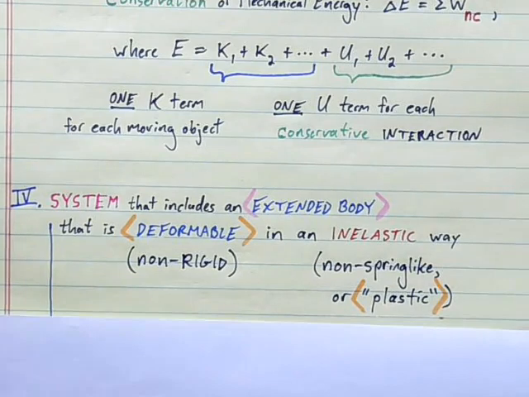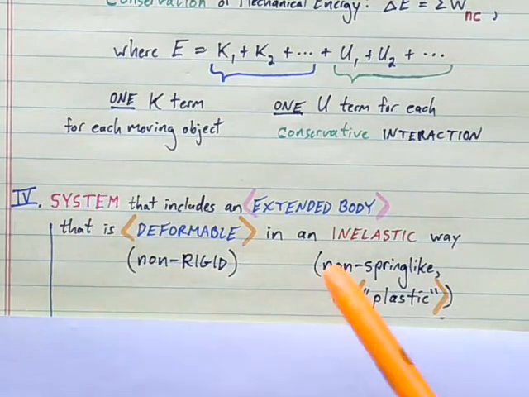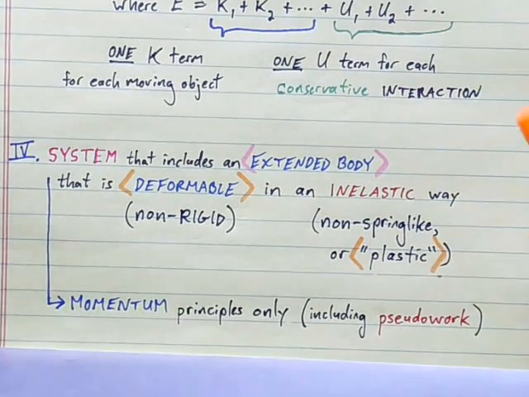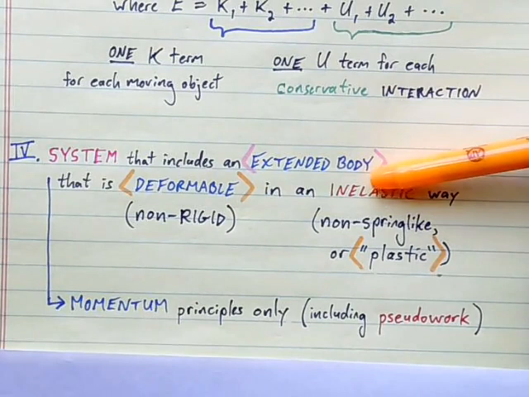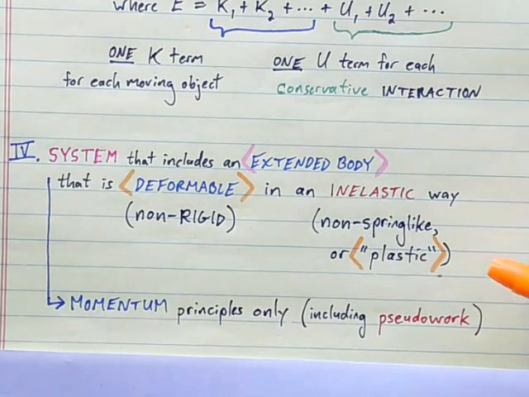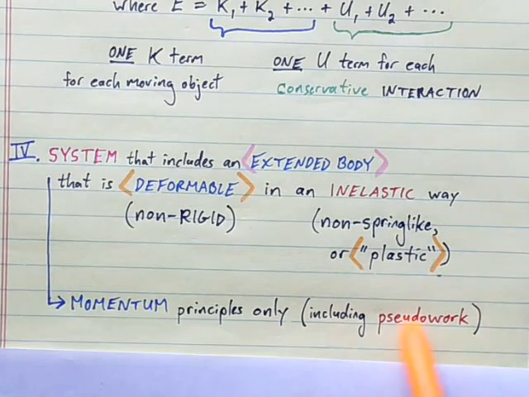Non-spring-like, that's inelastic. So if you have a body like this in your system, that body will tend to dissipate energy through internal work that is being done between different parts of the body. And that requires a much more sophisticated treatment of thermodynamics than we have at this time. So we can't really use our energy principles to handle an extended body like this. Our energy principles that we have are too primitive to handle such a sophisticated and complex system. So we must stick to momentum principles only, which will include pseudo work.